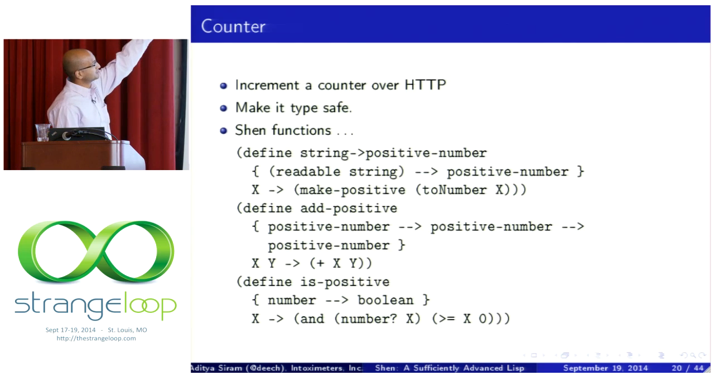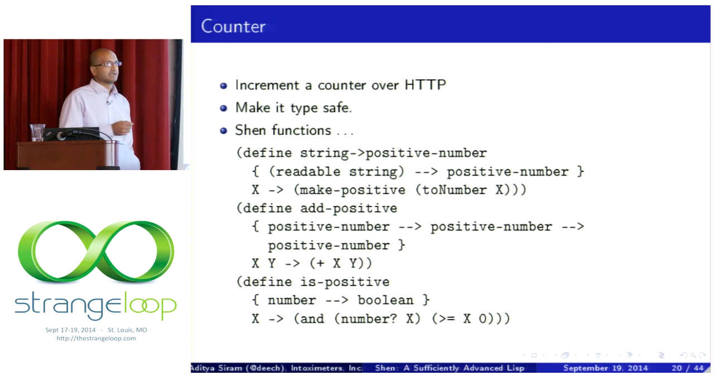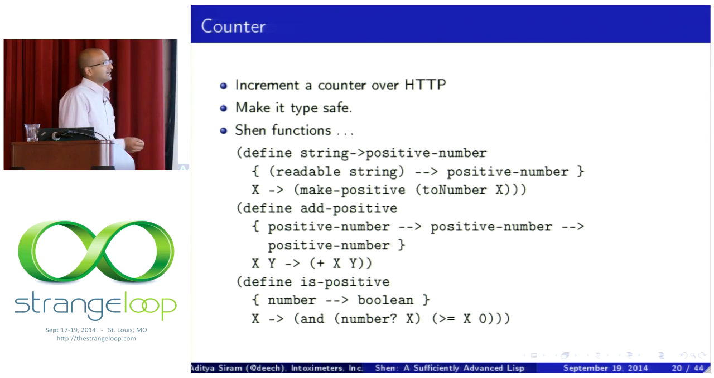So I have a function called string2positive number, which takes something of type readable string and outputs something of type positive number. I have not shown you what readable string or positive number are yet. That is coming up. I have a function called addPositive, which takes 2 positive numbers and outputs a 3rd positive number. And I have the function that we saw before called isPositive that takes a number and outputs a Boolean. So how do we make a data type in Shen?